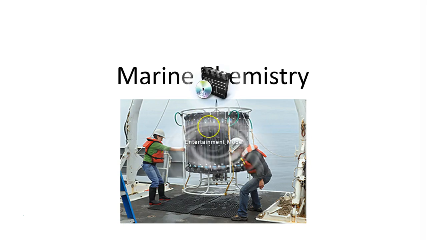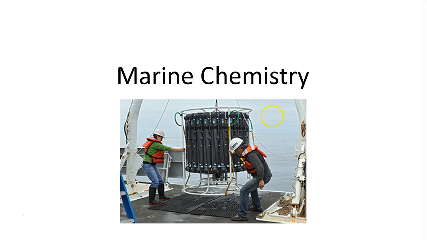Basically, they lower this big rosette, where each one of these is a bottle, into the water, and when they're at a specific depth, they'll trigger one bottle to close. Then they'll lower it more and trigger another bottle, and they'll keep on doing that until they've gotten water samples from multiple depths.